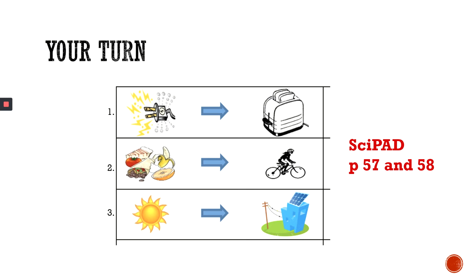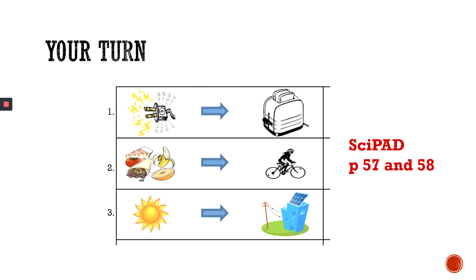So the first question: when you plug in the toaster, electrical energy gets transformed into heat energy, right? That's why the bread gets toasted. And the heat energy gets transformed into sound energy and also kinetic energy. The kinetic energy is as the bread pops out, and it also makes sound.